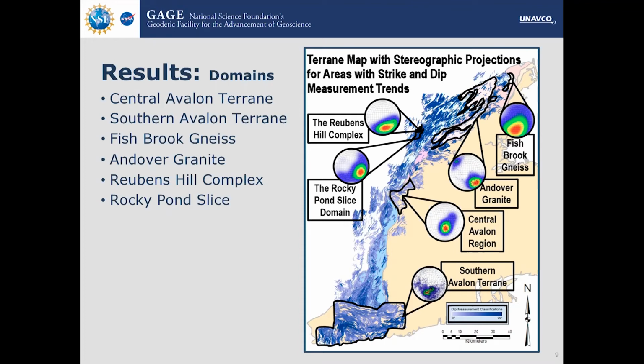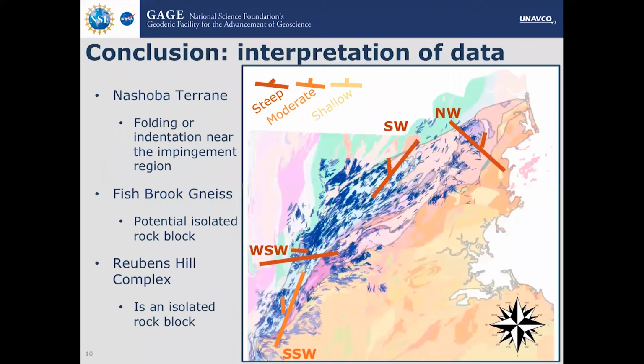And so what was interesting from this data here is that the Rubens Hill complex, or excuse me, the Rocky Pond slice and the Fishbrook gneiss happen to lie within the Neshoba terrain. However, the strike and dip orientations differed, which is interesting for us to note since it's lying within the terrain, so you assume that it has a similar dip. However, this was different because they happen to be rock blocks.